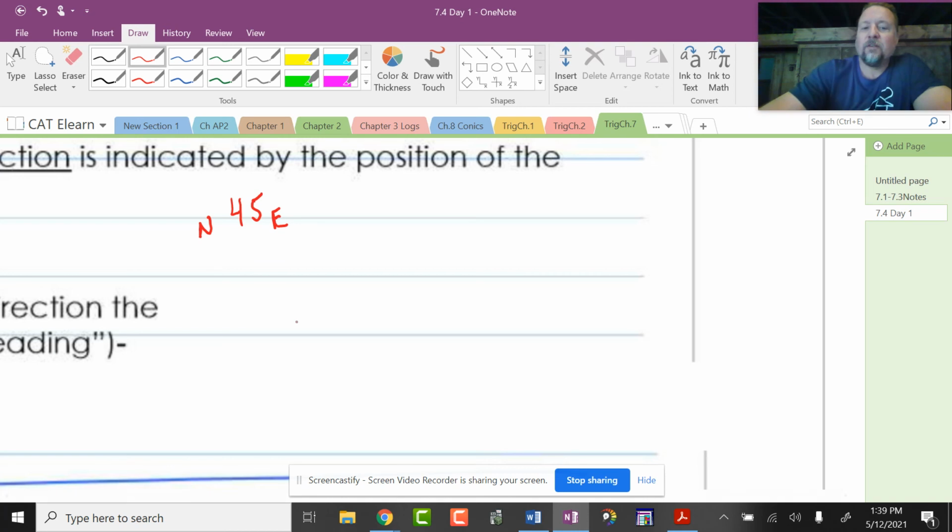So here's what we do with this vector. First of all, here's north. This is why this should not be rocket science. Here's east, and here's a 45-degree angle. So that's what the plane's flying on.